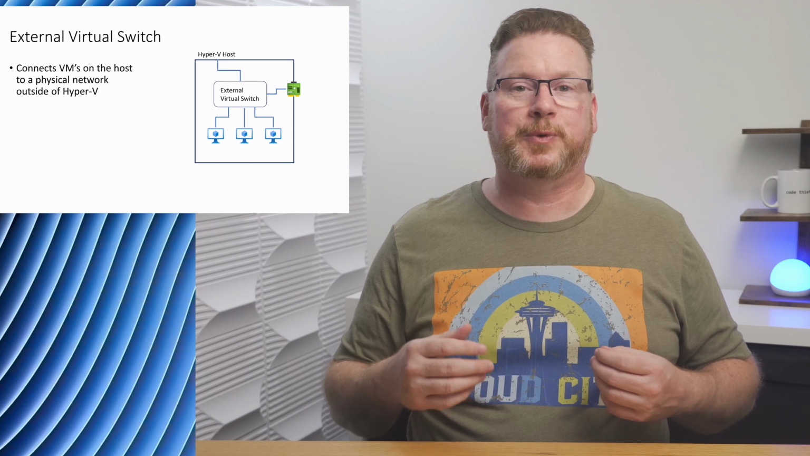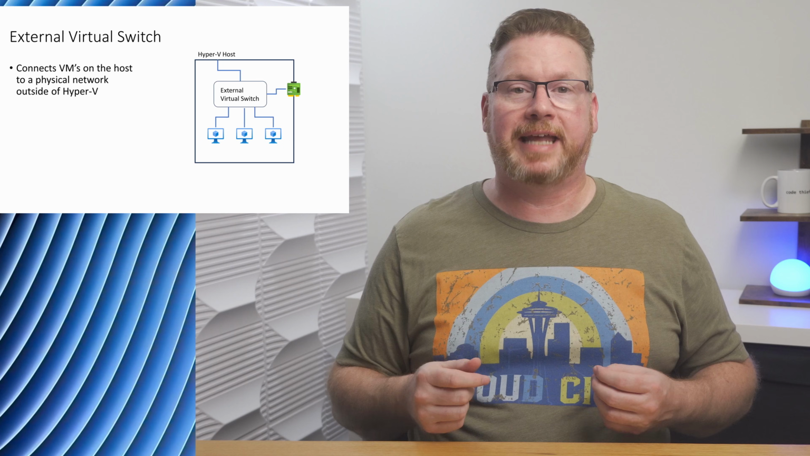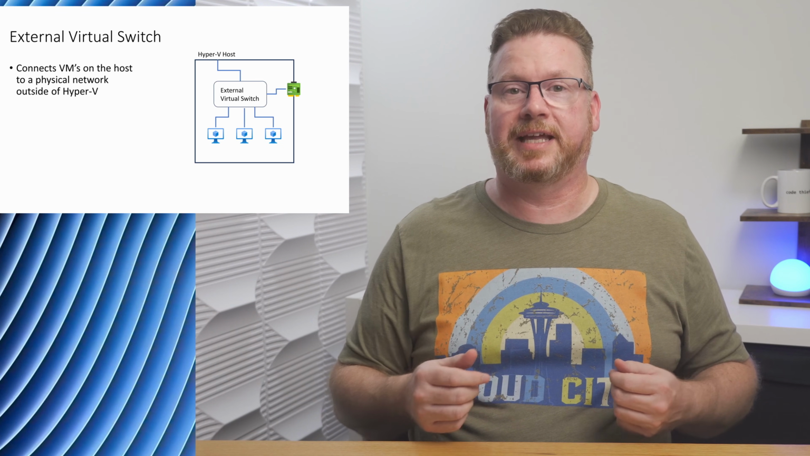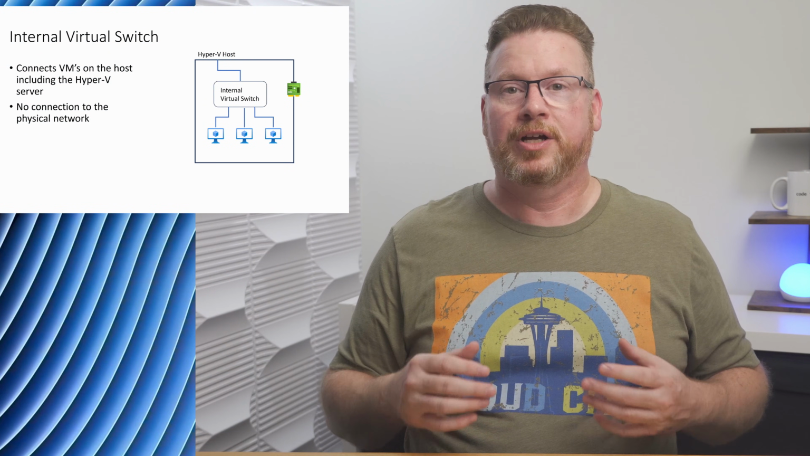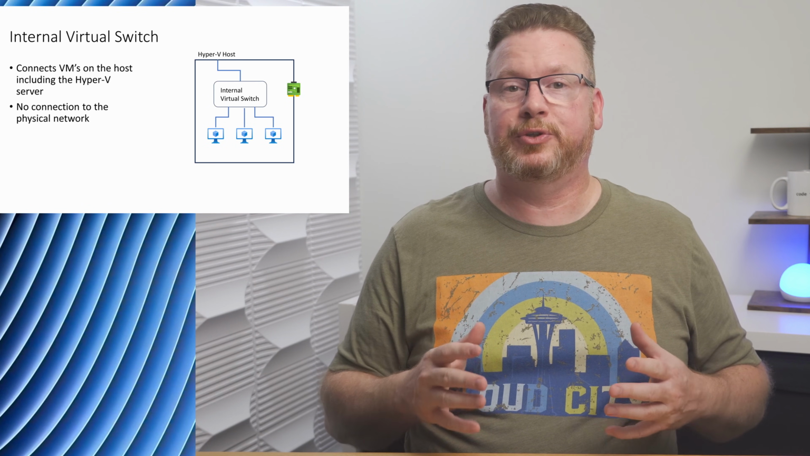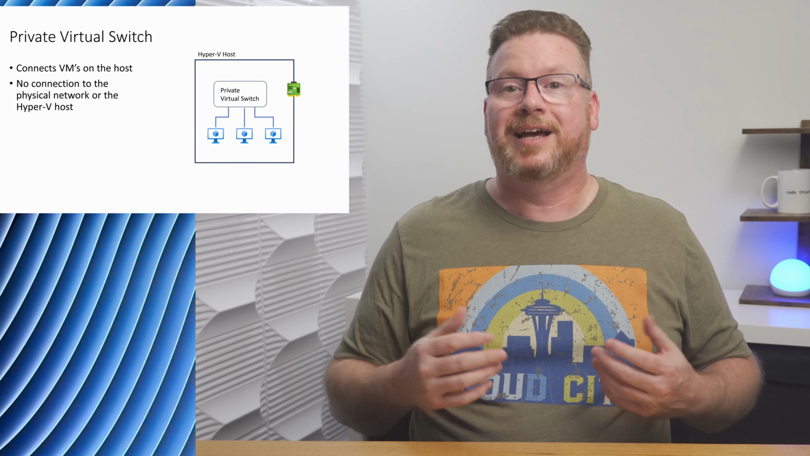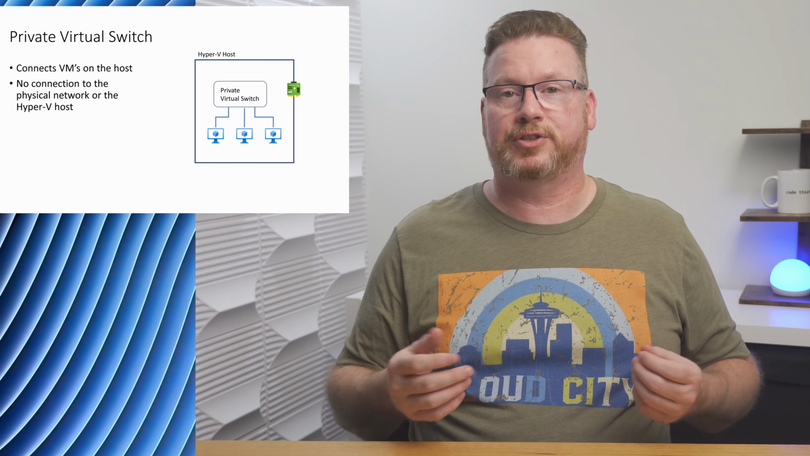An external virtual switch is used to connect to a wired physical network by binding to a network adapter on the host computer. This type of switch is used to connect to a physical network. An internal virtual switch does not connect to an external network. Only computers on the host and the host computer itself can connect to an internal virtual switch. A private virtual switch only connects VMs on the Hyper-V host. Unlike an internal virtual switch, the host cannot connect to a private virtual switch.